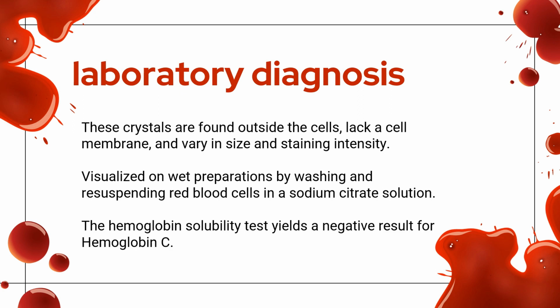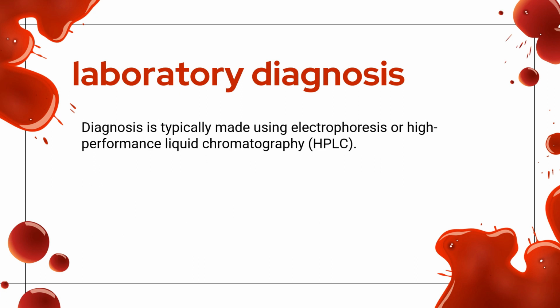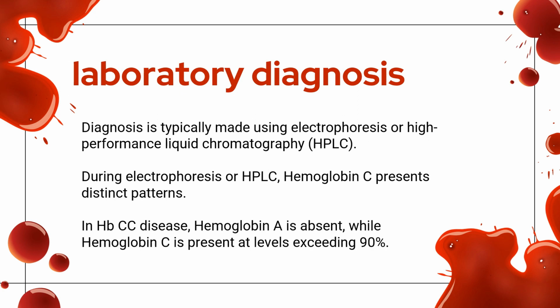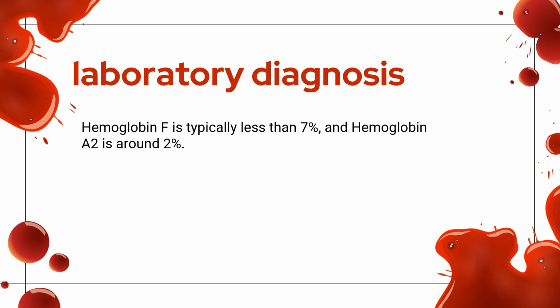The hemoglobin solubility test, commonly used for detecting hemoglobin S, yields a negative result for hemoglobin C. Therefore, definitive diagnosis is typically made using electrophoresis or high-performance liquid chromatography, HPLC. During electrophoresis or HPLC, hemoglobin C presents distinct patterns. In HbCC disease, hemoglobin A is absent, while hemoglobin C is present at levels exceeding 90%. Hemoglobin F is typically less than 7%, and hemoglobin A2 is around 2%.